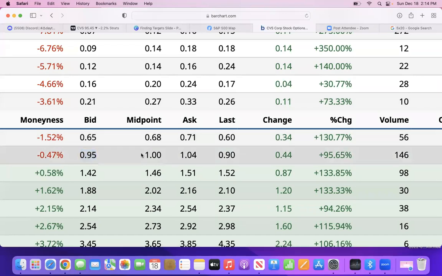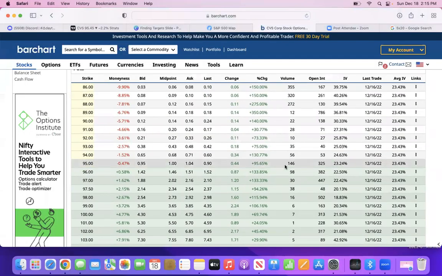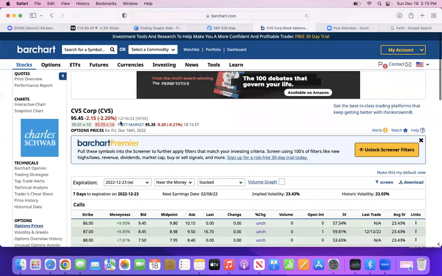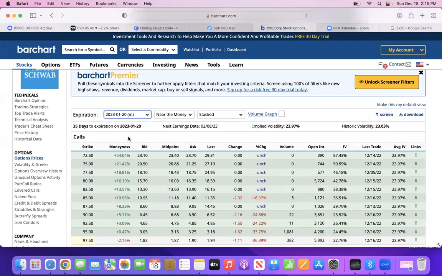And then when you go to sell, you might want 1.04, but people only want to pay 0.95, right? So this is what I mean by you want to check those spreads. And then there's no liquidity, so nobody's here. So would I be trading CVS? Probably not. If you want to find the better contracts, you got to go to the monthlies. And the only monthlies left right now are next January.